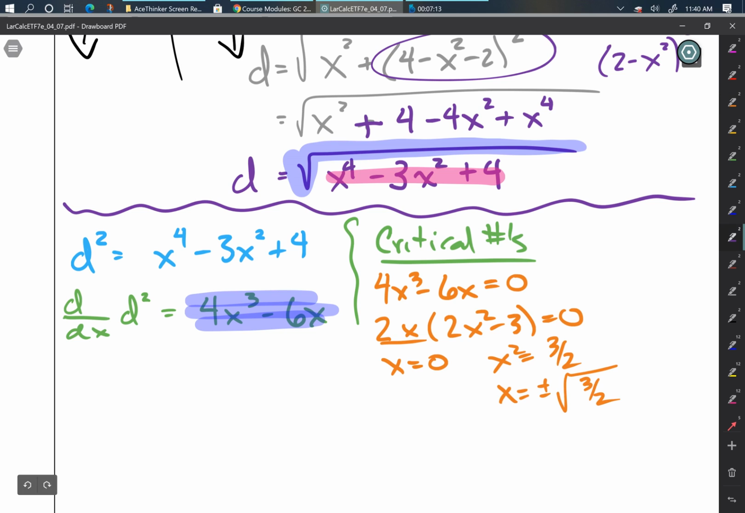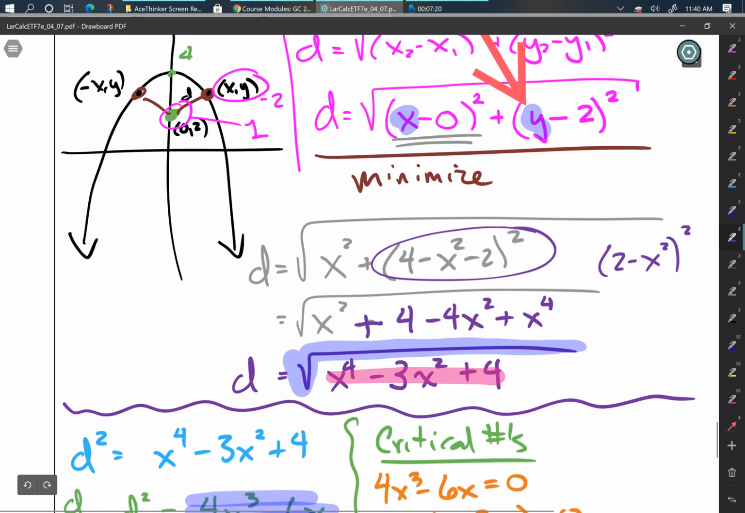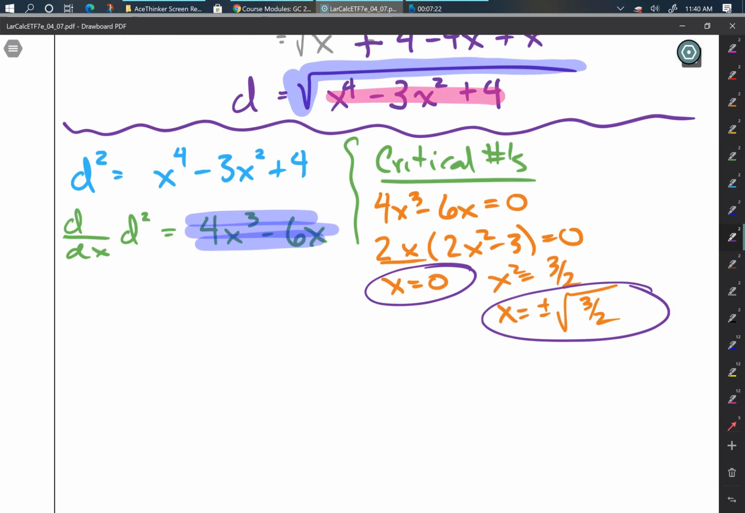Okay? So here are my critical numbers. I have 3 of them. Now there is no reason that x can't be negative, so I'll keep those in mind. In fact, there are no limitations whatsoever on x.